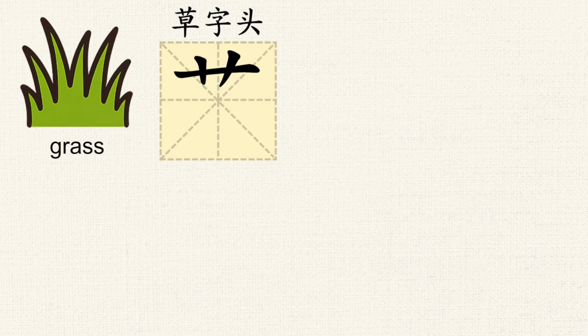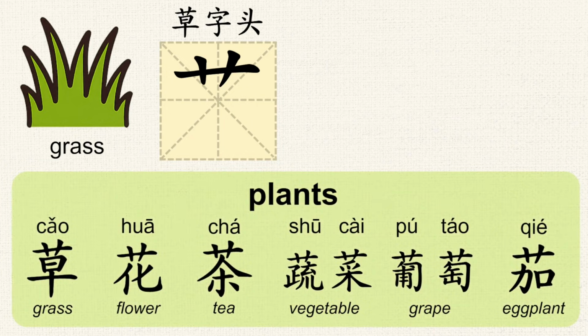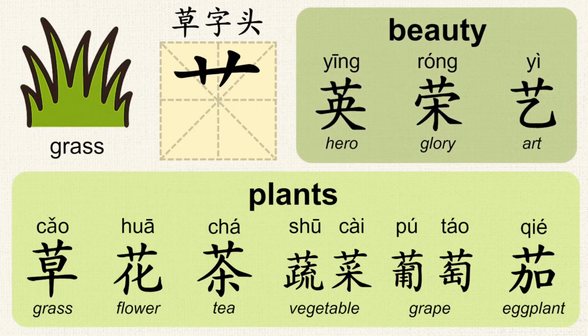The grass radical 草字头 also cannot occur on its own and is always on top of the character. It's extremely common in all sorts of plants. For example, 草 is grass, 花 is flower, 茶 is tea, 蔬菜 are vegetables, 葡萄 are grapes, and 茄子 means eggplant. As a hidden second meaning, it can also signify beauty or elegance.